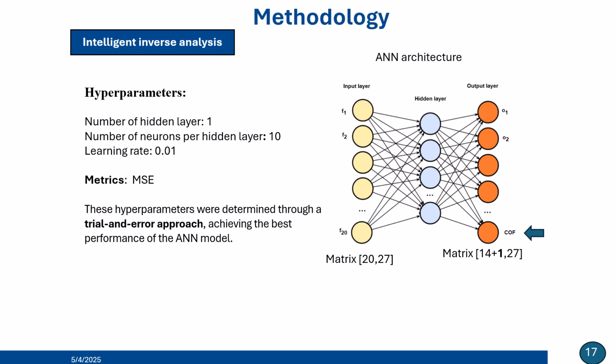The network architecture was carefully designed to handle this complex identification problem. We implemented the feed-forward artificial neural network with an architecture comprising 3 layers: the input, the hidden, and output, as shown in these illustrations. Through a trial and error optimization process, we determined that 10 neurons in the hidden layer with a learning rate of 0.01 provided the optimal performance using mean square error as our performance metric.